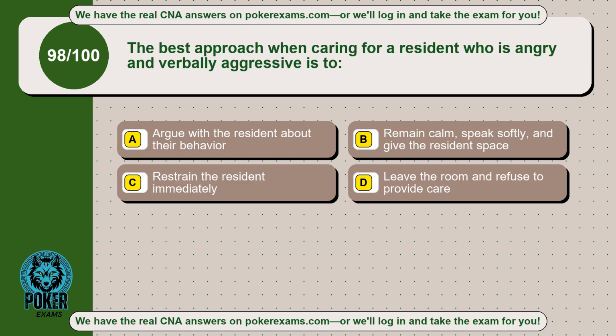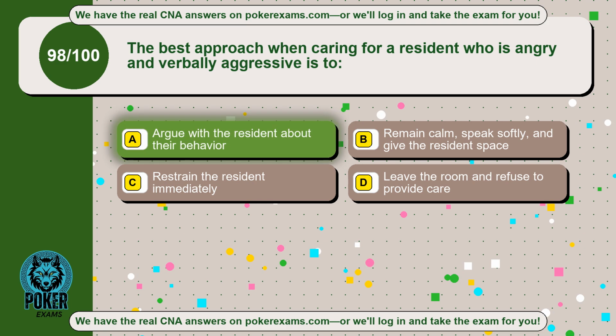Question 98. The best approach when caring for a resident who is angry and verbally aggressive is to: Option A. Argue with the resident about their behavior. Option B. Remain calm, speak softly, and give the resident space. Option C. Restrain the resident immediately. Option D. Leave the room and refuse to provide care.